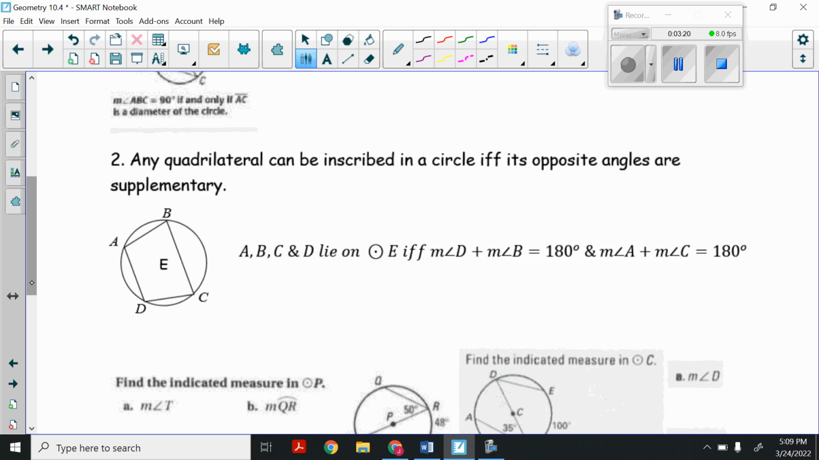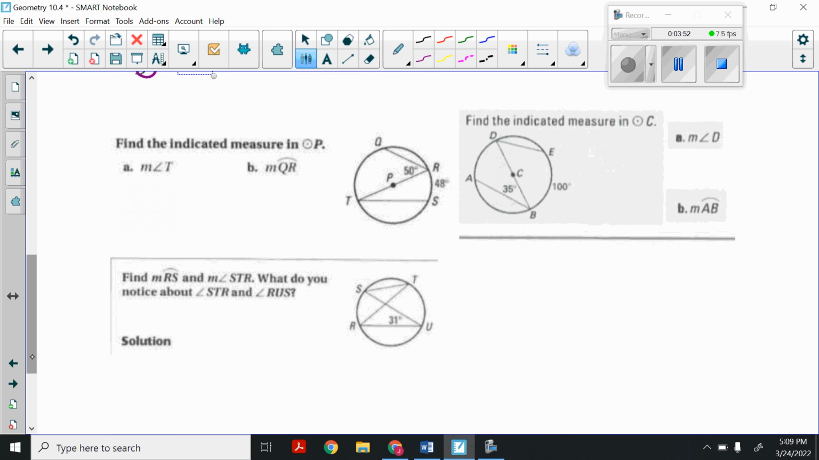Theorem number 2, any quadrilateral can be inscribed in a circle if and only if its opposite angles are supplementary. Remember, supplementary means adds together to equal 180. So in this picture, it says A, B, C, and D lie on circle E if and only if the measure of angle D plus the measure of angle B, so opposite angles B and D, add together to equal 180 degrees, and opposite angles A and C add together to equal 180 degrees. So now we're going to use all of those theorems that we just talked about to solve some problems.